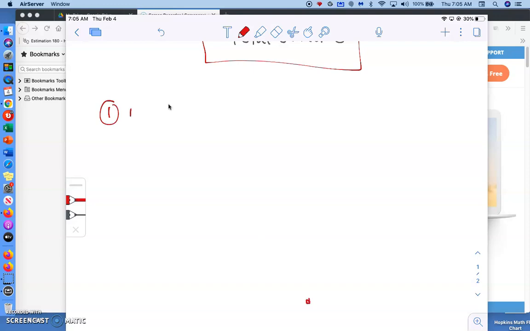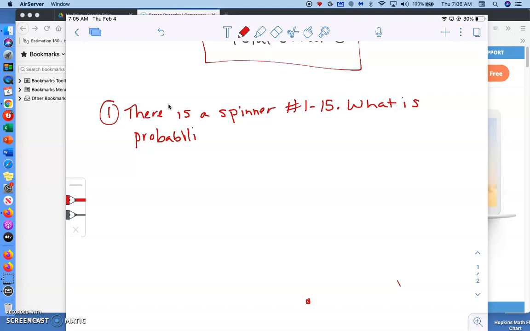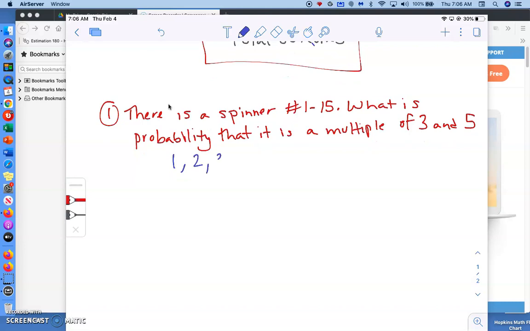So the first one, there's a spinner numbered 1 through 15, and you want to know what is the probability that it is a multiple of 3 and 5. So again, we can first list out our total possible outcomes. So we could get 1, 2, 3, 4, 5, 6, 7, 8, 9, 10, 11, 12, 13, 14, and 15.